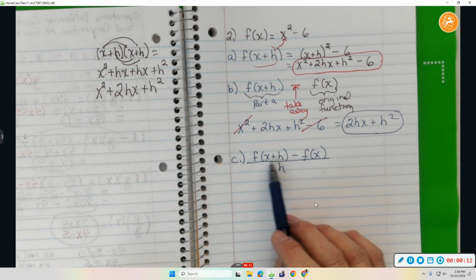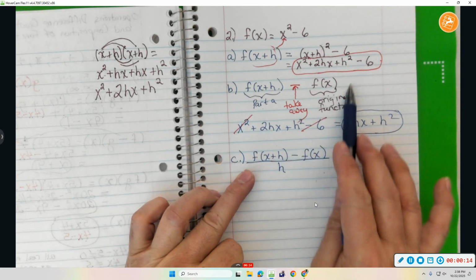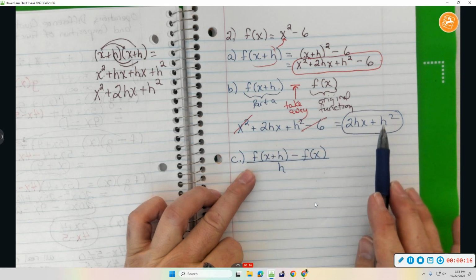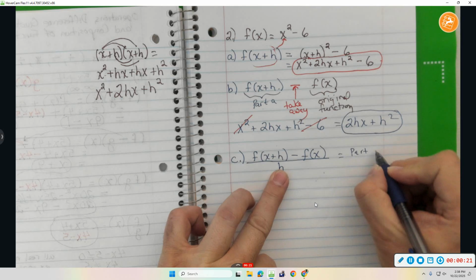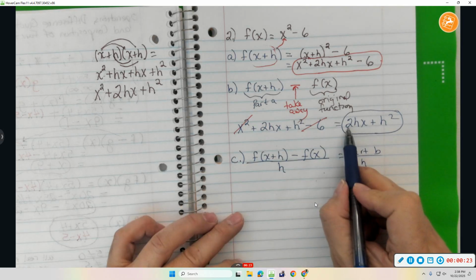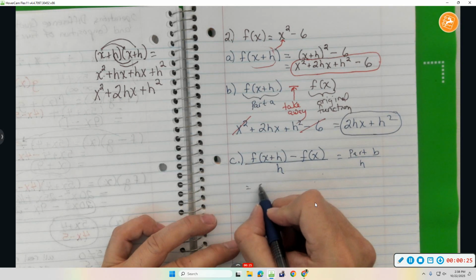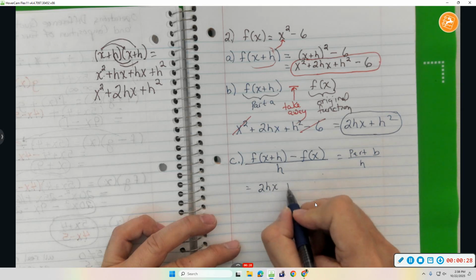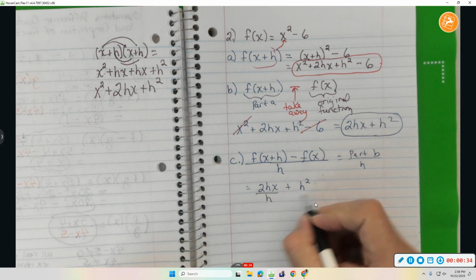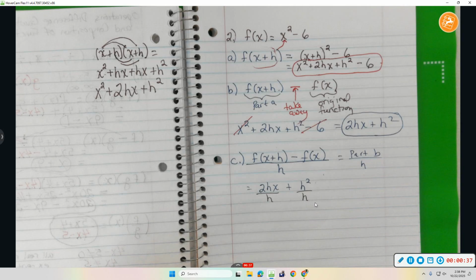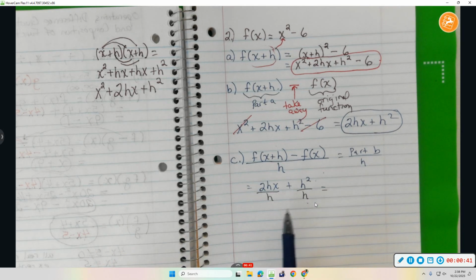So what this is saying is take part B's answer and divide it by H. So you're going to just take part B and put everything over H. So 2hx plus H squared. And I'm just going to go each one of these over H. And those H's in the denominator better cancel out. Are they?